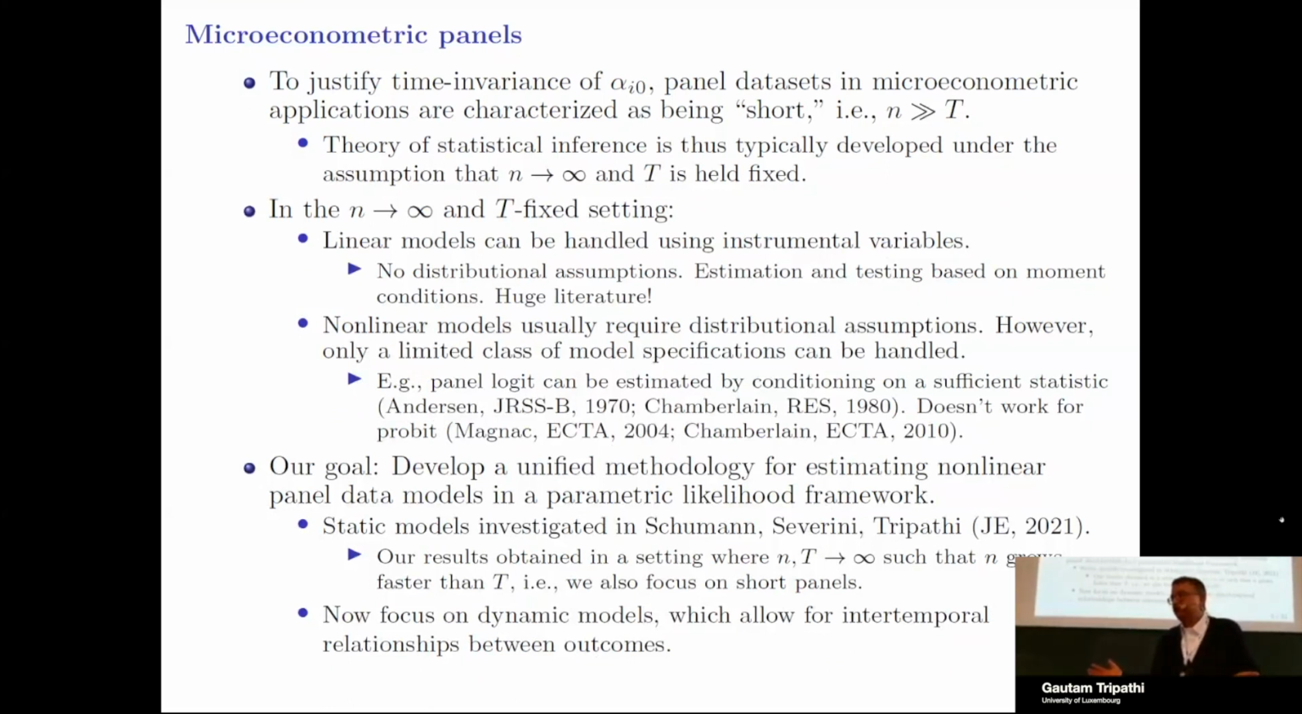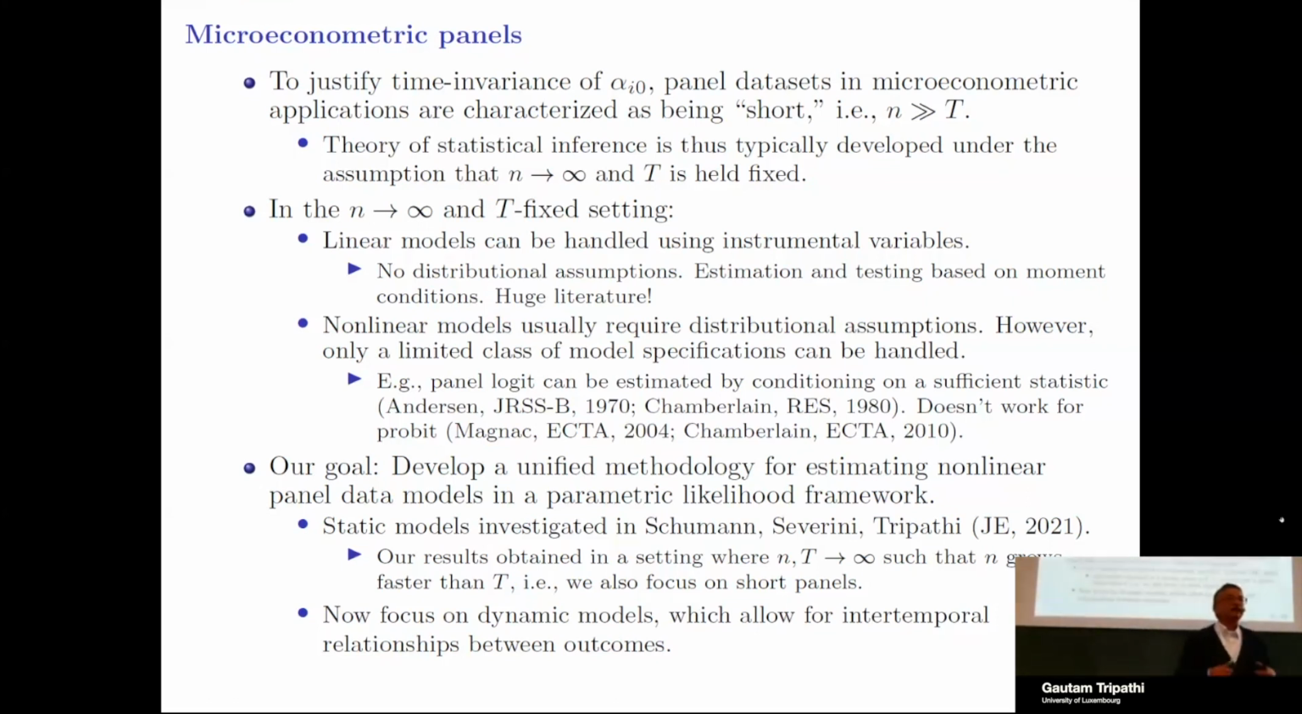So the length of the panel or the duration of the panel is short enough that you can justify that the productivity or the preferences, the unobserved preferences of the agents during the length of the panel are essentially time invariant. And so short here simply means that the number of observations, n, is much larger than the length of the panel, capital T. So typically, when the theory of statistical inference is developed for these models, it is developed in the setting that n gets large and T stays fixed.